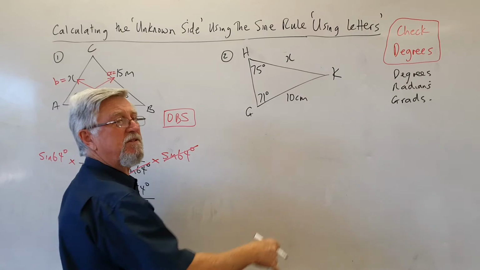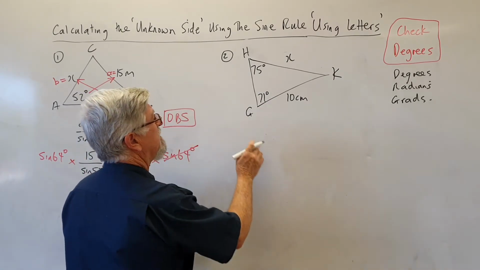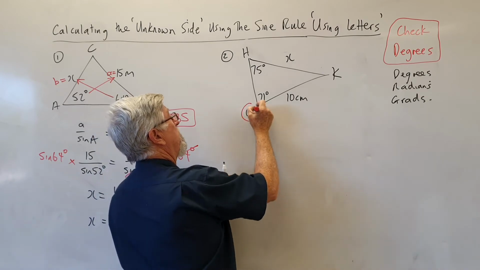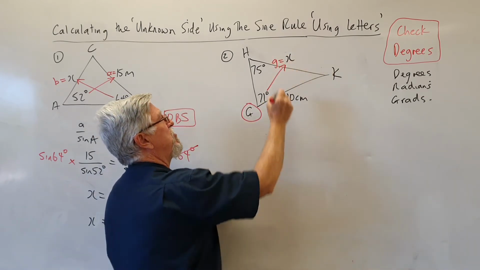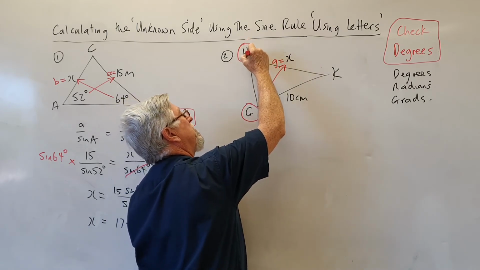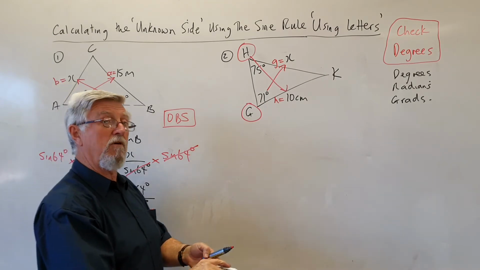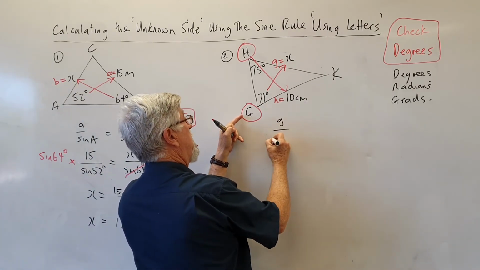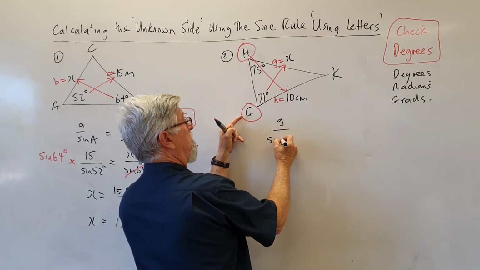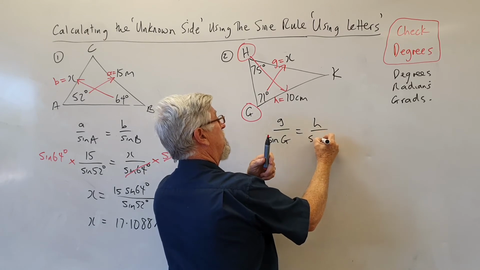Sometimes we'll have different letters written, sometimes we'll have no letters written, and you can pick whatever letters you want to write. So let's have a look what's going on here. Here's your capital G. Across from the capital G will be the little g. Here's your capital H, and across from the capital H is the little h. So we've got 4 things for 4 places. So if I wrote the rule down as letters, I'm going to go little g over the sine of capital G. I'm going to little h over the sine of capital H.